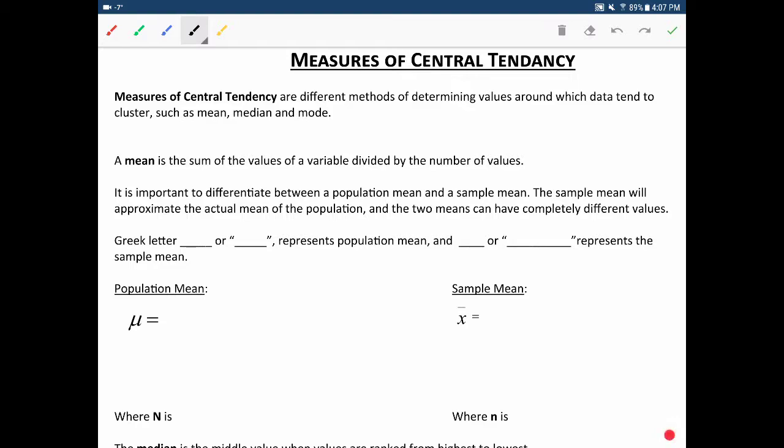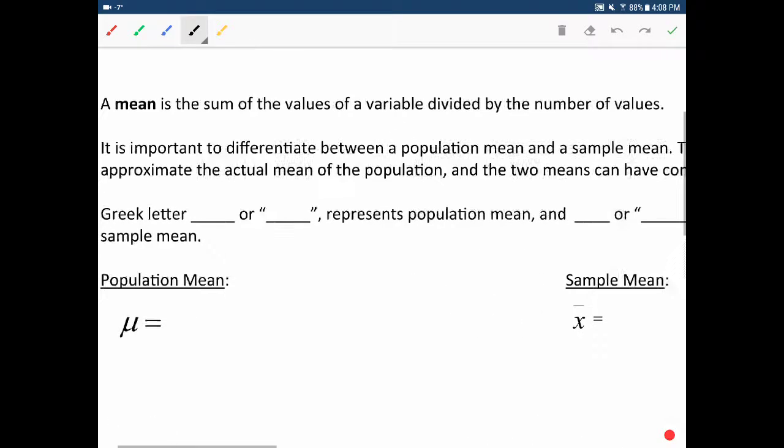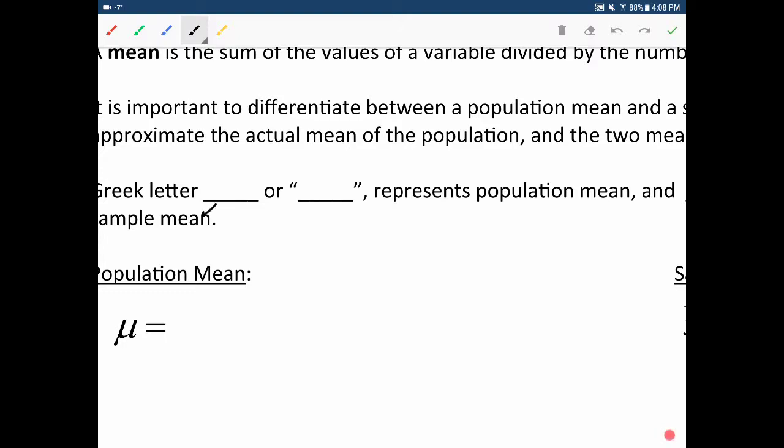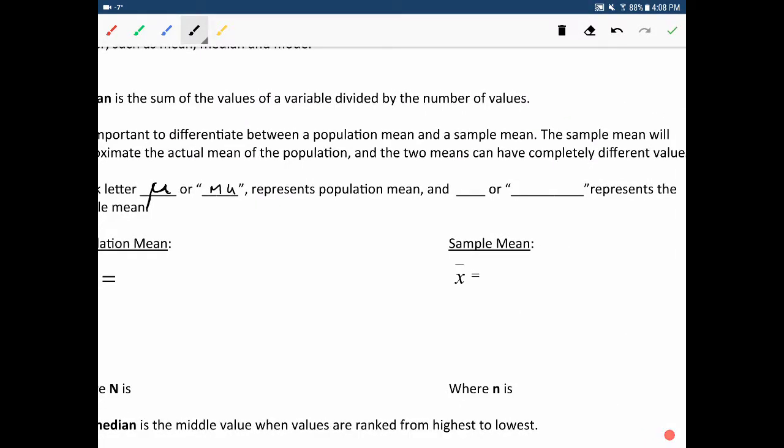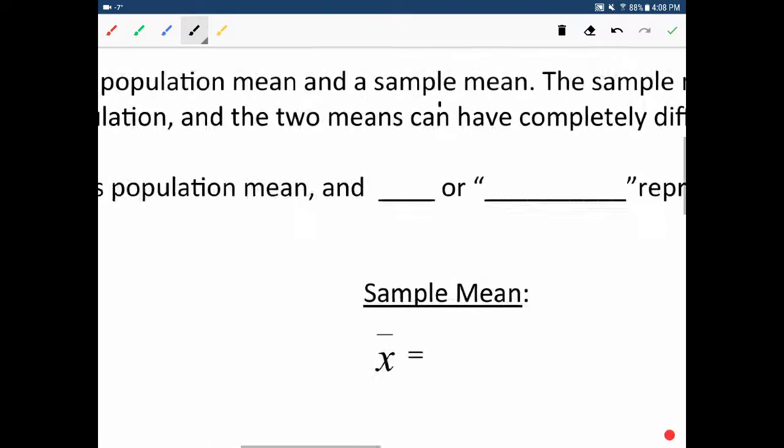One thing that's new here is that it's important we differentiate between the population mean and the sample mean. So you have to decide: is this the mean of the entire population, or are we just looking at a sample? You're going to use the letter mu, which you may have seen in science class. It looks like a U with a line, or like a fancy M, but it's pronounced mu. And this represents the population mean. That's what you use if you're finding the mean of the entire population.